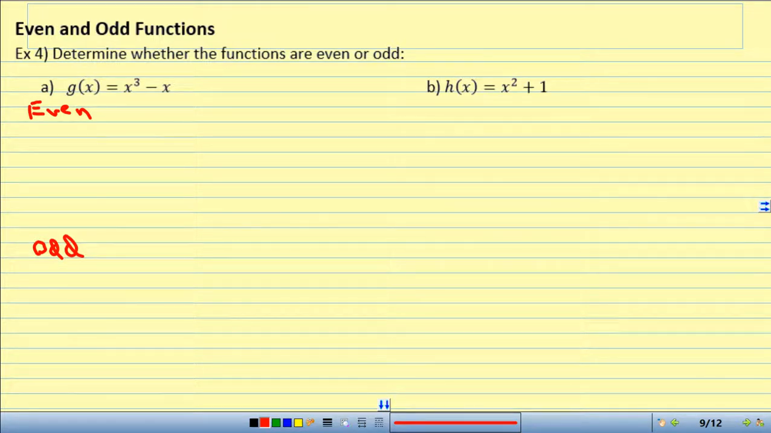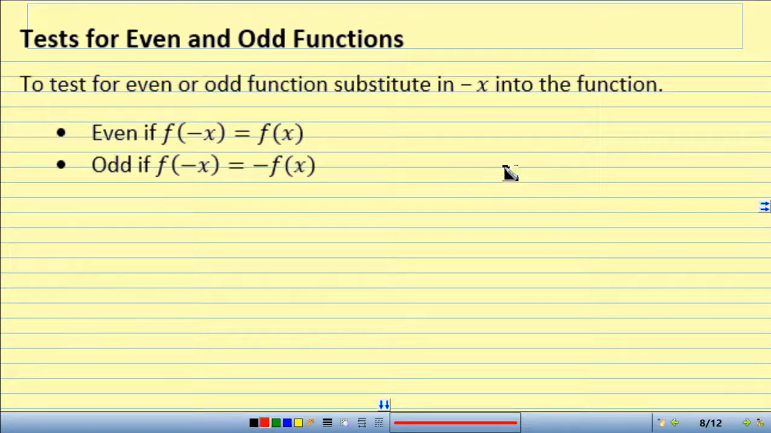Now, one thing to tell you about even functions and odd functions: it can only be one of them, or the last option is that it could be neither. So if I test it and it comes out as an even function, then it's an even function. That means it can't be an odd function. And if it comes out to be an odd function, it can't be an even function. And if both of these tests fail, then it's just neither.